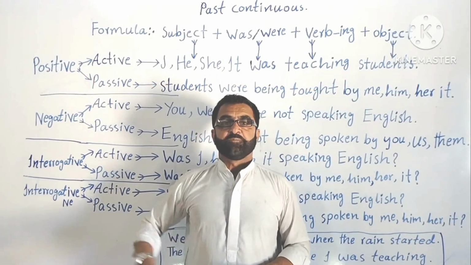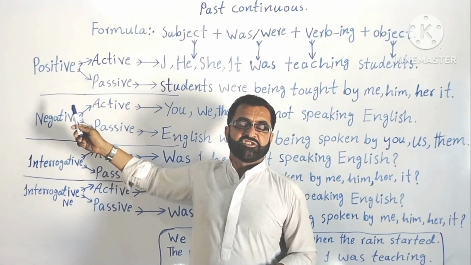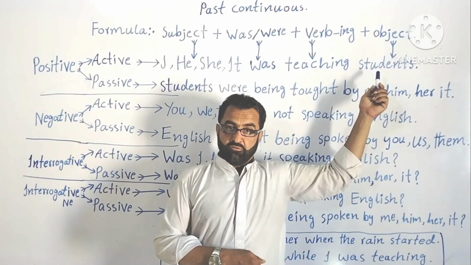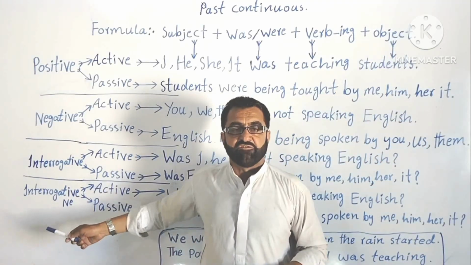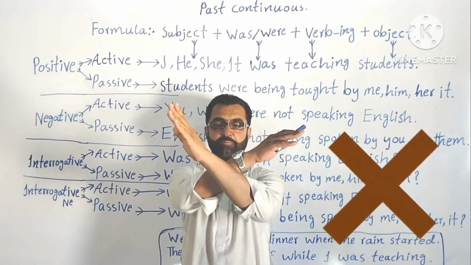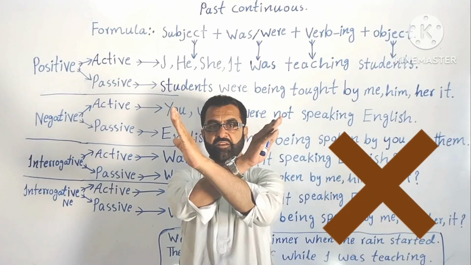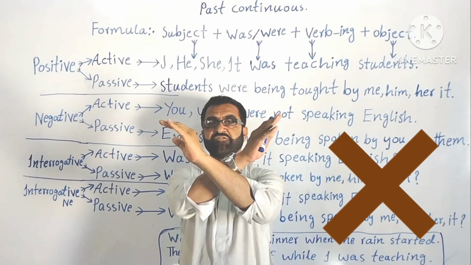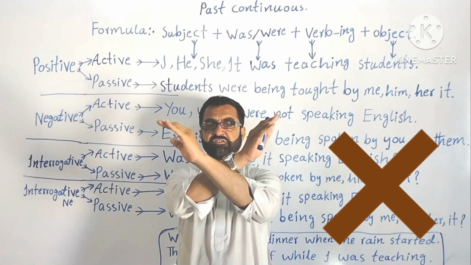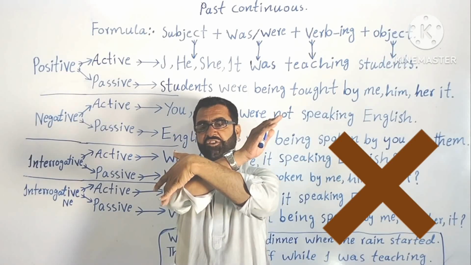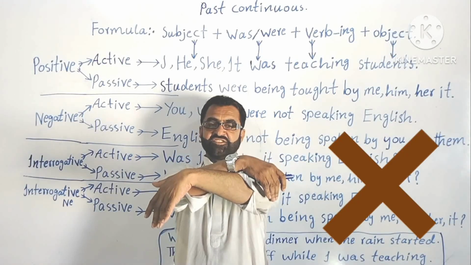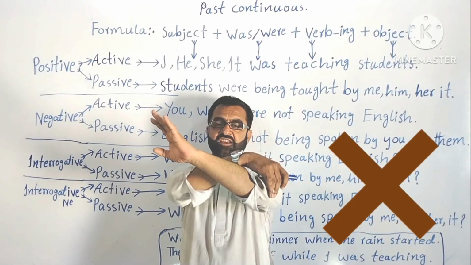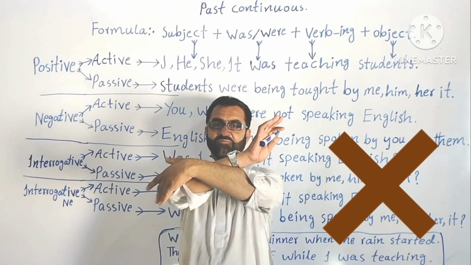So as I said before, the subject of the active voice becomes the object of passive voice. The object of active voice becomes the subject of passive voice. Understood? You can make a shape like this, like an X. You see, it's an X. This is the subject of active voice. This is the object of active voice. This is the subject of passive voice. This is the object of passive voice. You see, this thing comes here, this thing comes here, and this thing comes here. Understood?